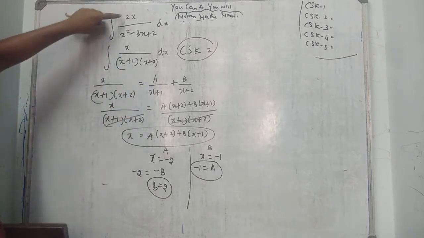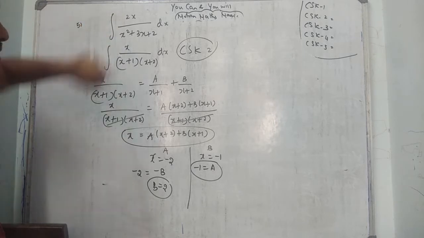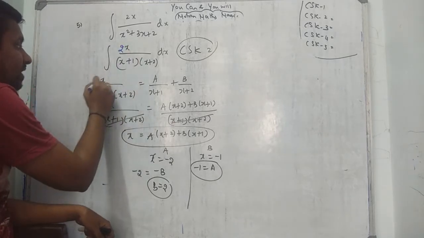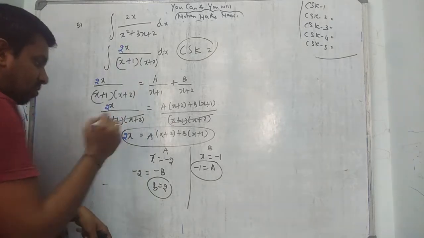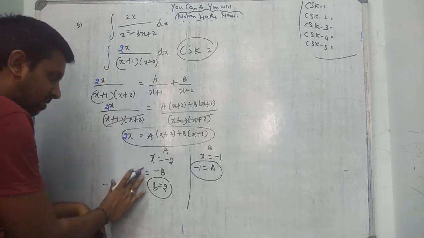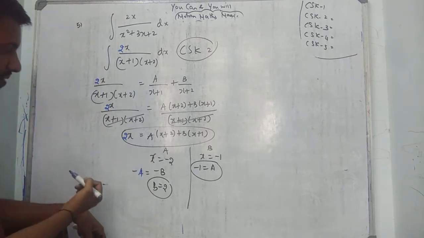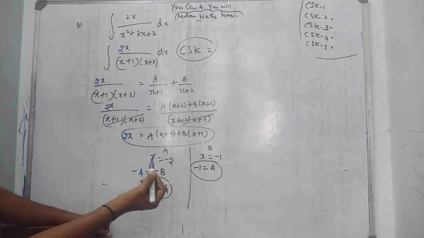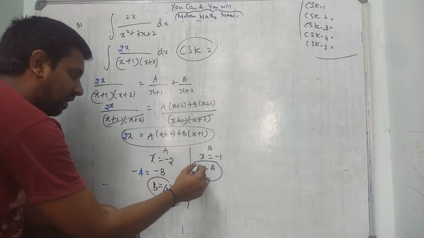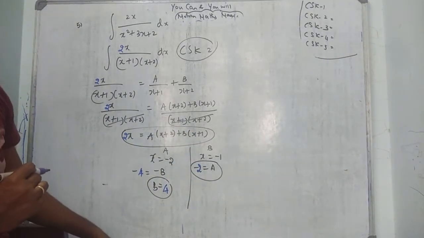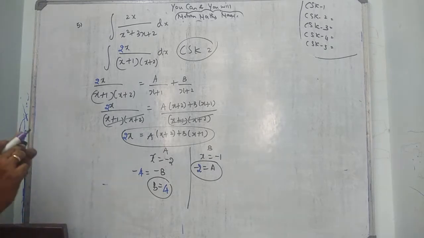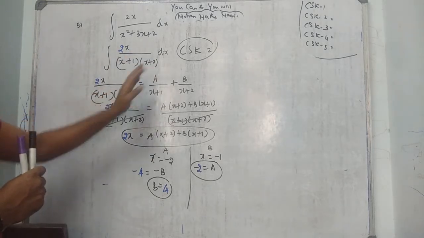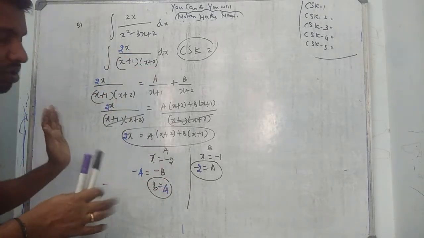See here, the numerator they gave you is 2x. I have taken x. That's the problem. This is a careless mistake, so don't make careless mistakes in your exams. So this will become 2x, and this will become minus 4, so B equals 4. And if I put x equal to minus 1, this will become minus 2, and B equals 4. Yes, clear? So no mistake at all, you can carry on.